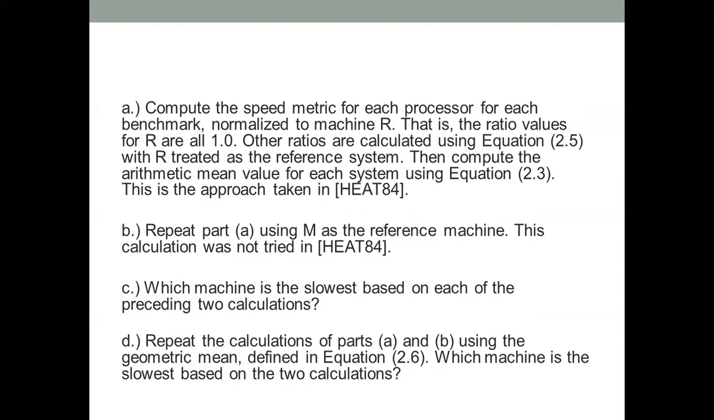Then compute the arithmetic mean value for each system using equation 2.3. This is the approach taken in HIT 84. Part B is to repeat part A using M as the reference machine, and this calculation was not tried in HIT 84. Part C is: which machine is the slowest based on each of the preceding two calculations. And part D: repeat the calculation of parts A and B using the geometric mean defined in equation 2.6. Which machine is the slowest based on the two calculations?